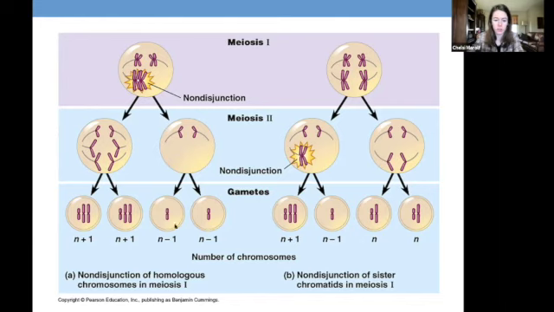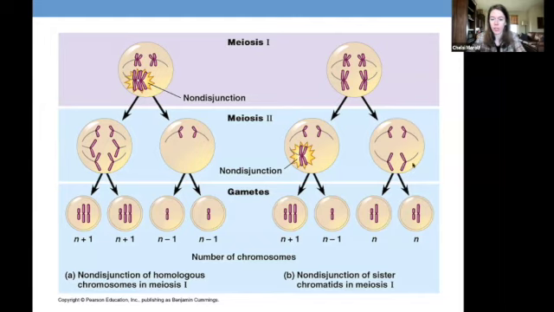If this egg was fertilized by a sperm, then the zygote would have 1 copy of chromosome 17, we presume, from the sperm, but it could still create some problems. So the other way that non-disjunction can happen is in meiosis 2, where you would have one of those chromosomes, again, the sister chromatids not separating.